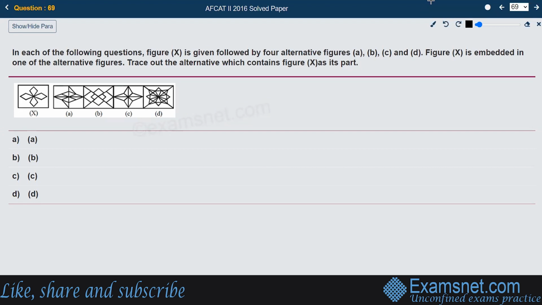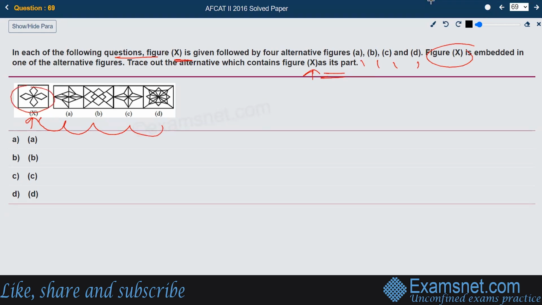So what we are supposed to do in this particular question is, in each of the following questions, figure X is given followed by four alternative figures A, B, C, and D. Figure X is embedded in one of the alternative figures. Trace out the alternative which contains figure X as its part. Which out of A, B, C, D contains the figure X?